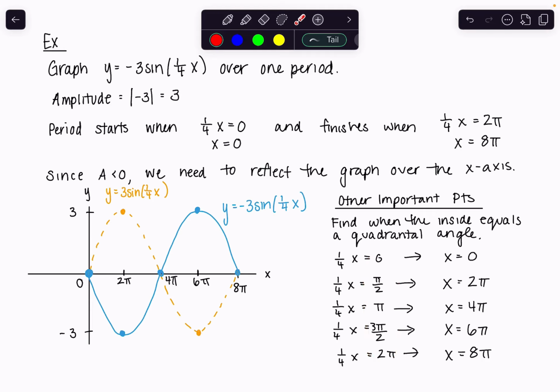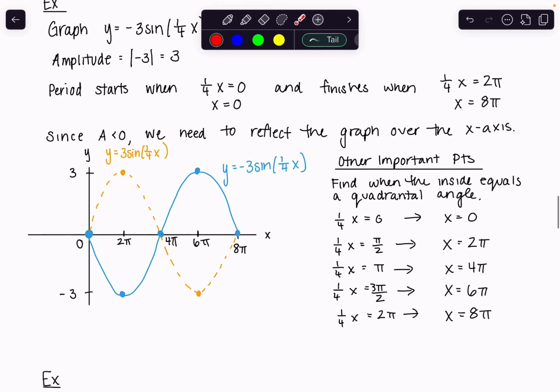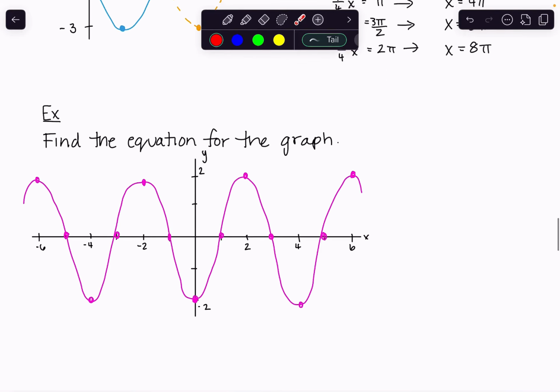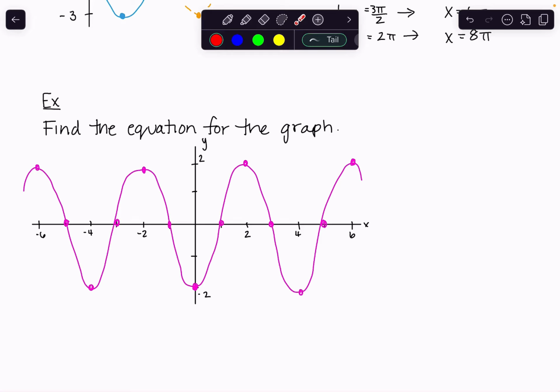Okay. Before we talk about what happens if I then add a number inside here, we're going to go ahead and try an example where we need to find the equation for the graph. Okay. So I need to find two things. I need to find what is my amplitude. I need to determine if there's been any flips or anything like that. And I need to go ahead and find what is my period. And again, you'll be given directions, but your equation for the graph could be a lot of things. In this case, we're going to keep it simple.